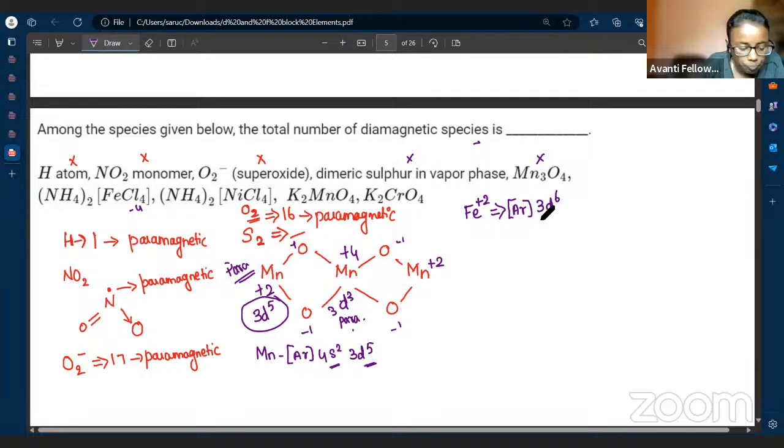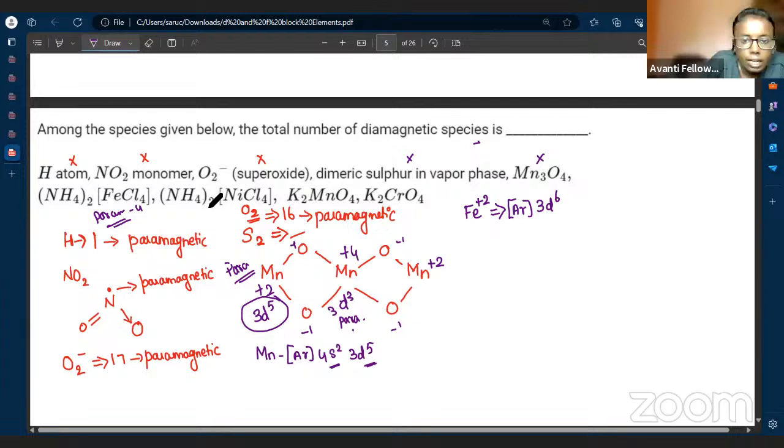And here, whether the pairing takes place in FeCl4? No, right? So how many unpaired electrons will it be having? 4 unpaired electrons. So this is also going to be paramagnetic.